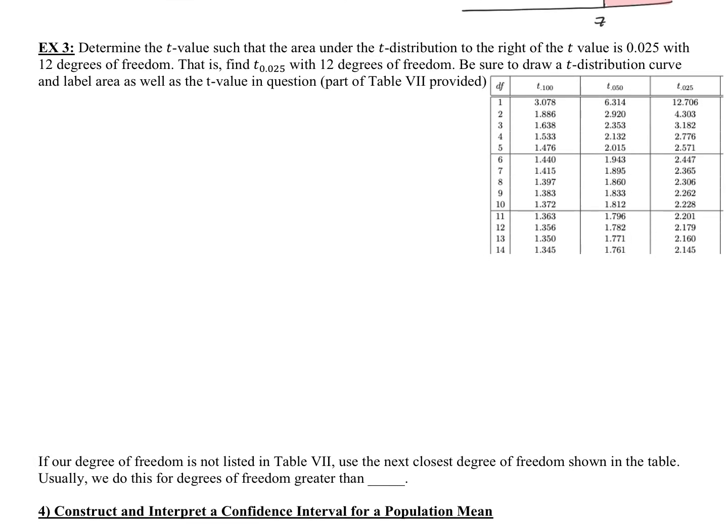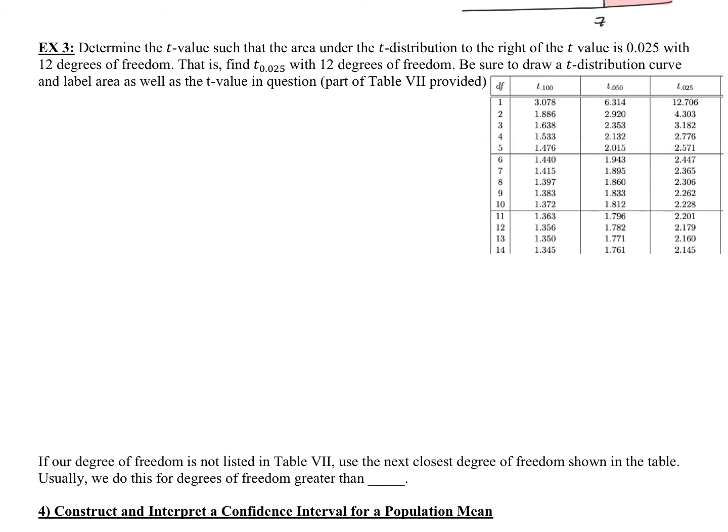Alright, for example 3, determine the t-value such that the area under the t-distribution to the right of the t-value is 0.025 with 12 degrees of freedom. That is, find t sub 0.025 with 12 degrees of freedom. Be sure to draw a t-distribution curve and label the area as well as the t-value in question.